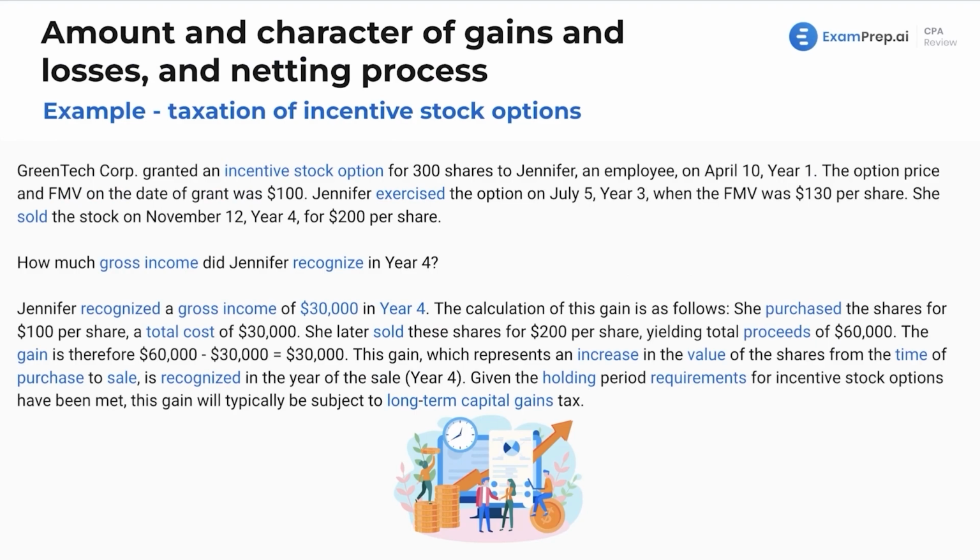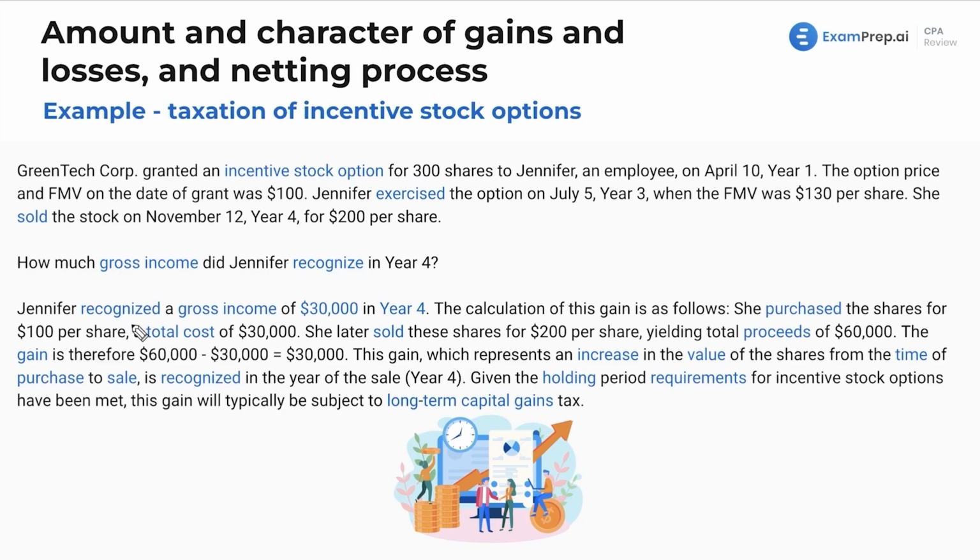Well, Green Tech Corp granted an ISO for 300 shares to Jennifer, an employee, on April 10th, year 1. The option price and the fair market value on the date of grant was $100. Jennifer exercised the option on July 5th, year 3, when the fair market value was $130 per share. She sold the stock on November 12th, year 4 for $200 per share. Now, how much gross income here would Jennifer recognize in year 4? Paying extra attention to the dates. That could be a great way for them to trip you up on the exam. Let's not get messed up by those.